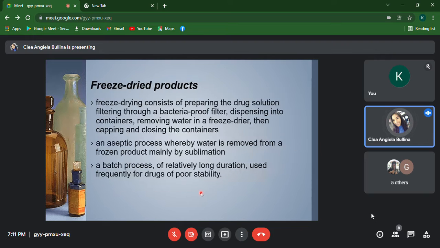And lastly, we have freeze-dried products. Okay, so freeze-drying consists of preparing the drug solution, filtering through a bacteria-proof filter, dispensing into containers, and removing water in a freeze dryer, then capping and closing the containers. Okay, again, briefly class, other name ng freeze drying is lyophilization.